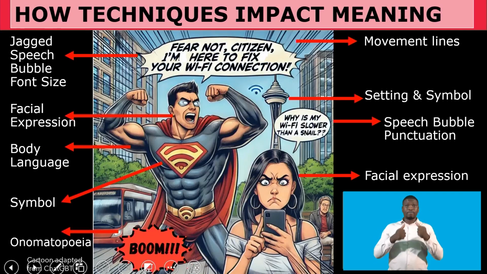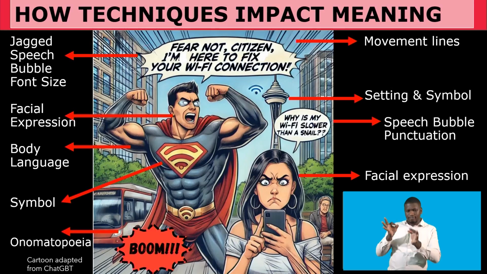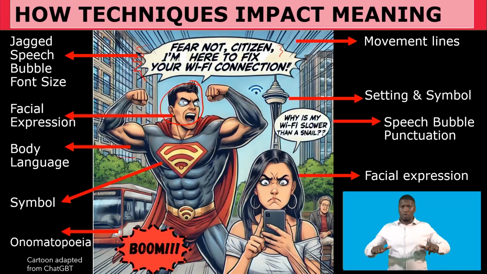Now let's look at an example that includes many of these aspects. Here we have a cartoon, and if we take it apart a little bit at a time, we can see a jagged edge speech bubble. We can see the font size and that the font is in bold. We can look at the character and his facial expression, at his body language. His arms are up, showing his muscles.